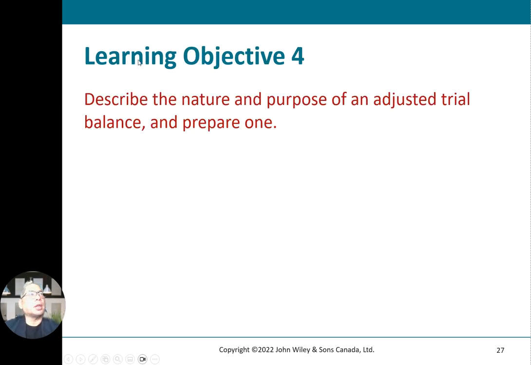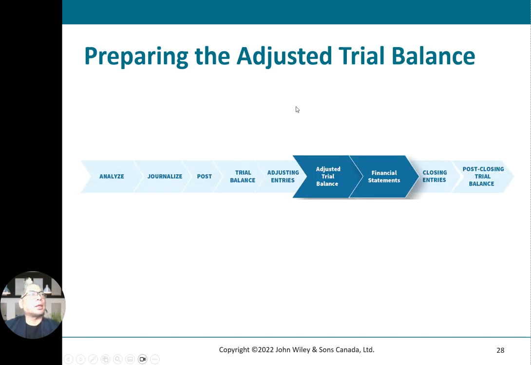So we're going to look at learning objective number 4: describe the nature and purpose of the adjusted trial balance and prepare one. There are 7 steps. This is going to be the adjusted trial balance and financial statements.